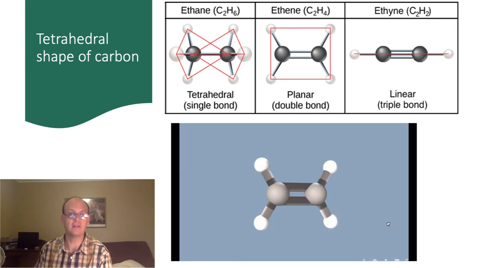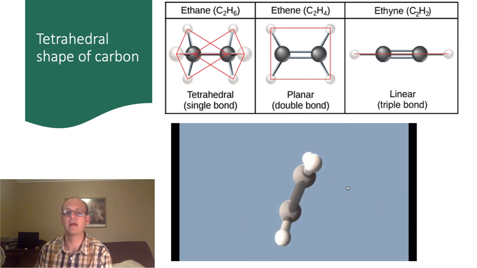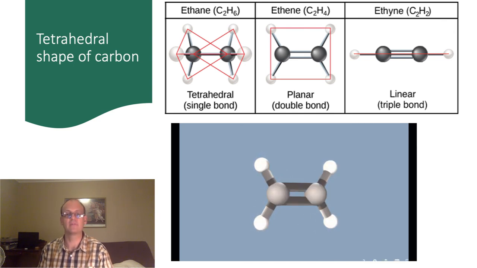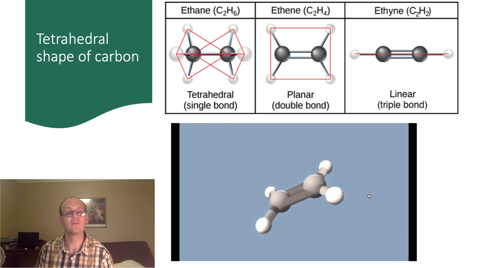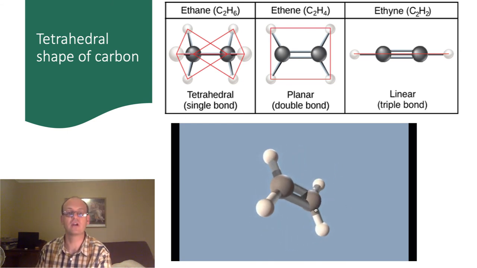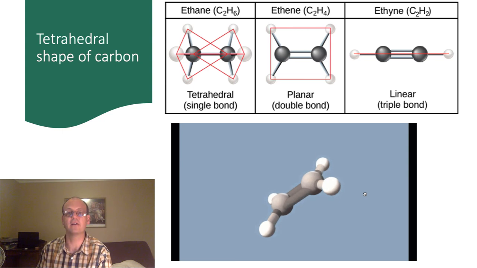Ethene, or ethylene, has a double bond between the two carbon atoms. As a result, there are only three atoms around each of the carbon atoms. These three atoms space themselves out maximally, resulting in a planar arrangement around each carbon atom. In fact, as you can see here, the final shape of the whole molecule is in fact planar.